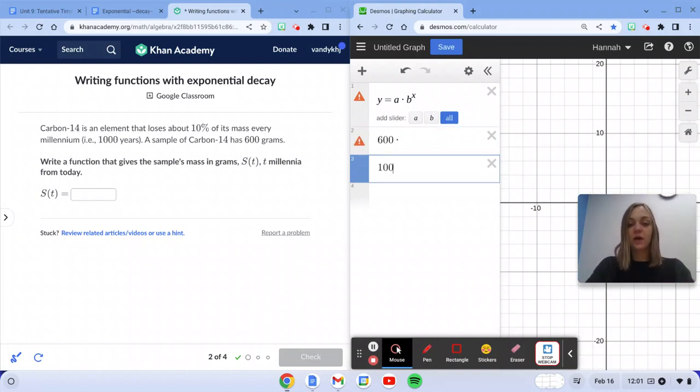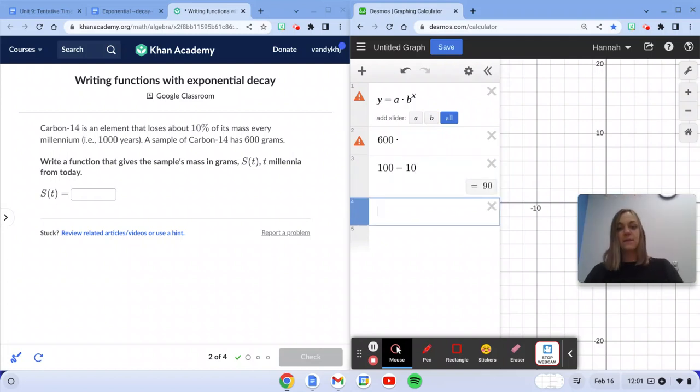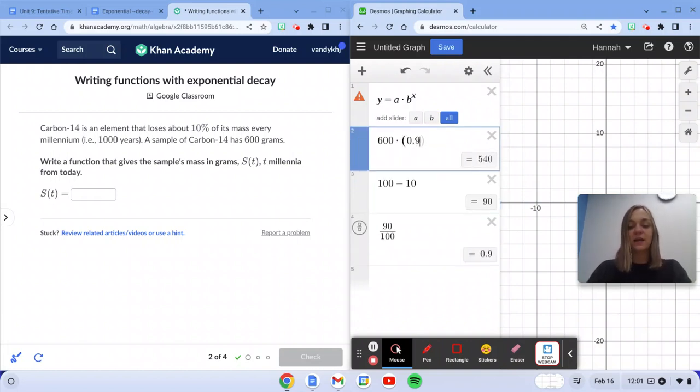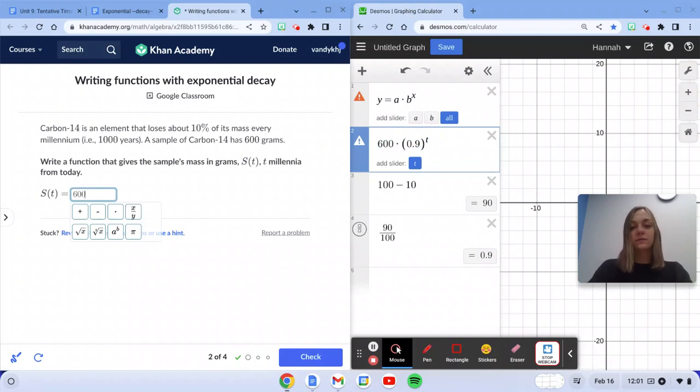So I'm going to take 100% minus 10% to get 90%. Change that 90% into a decimal, and this gives me the decay factor. And again, Khan says use t, so we'll use t. This is going to go in the box.